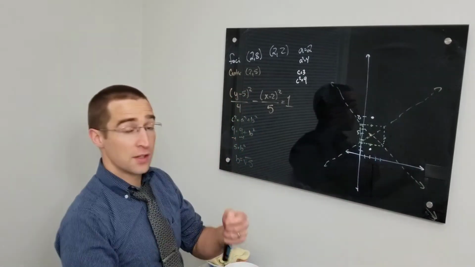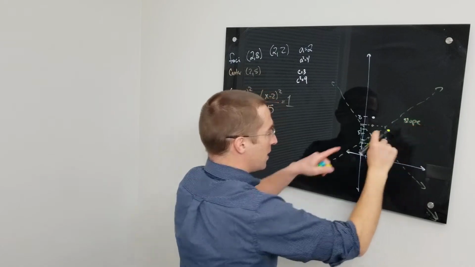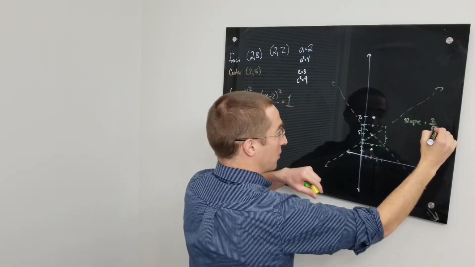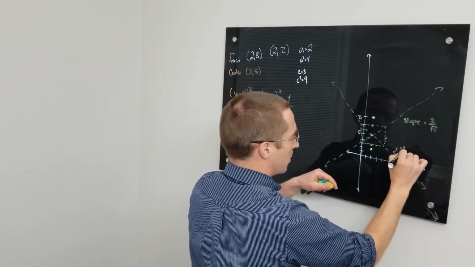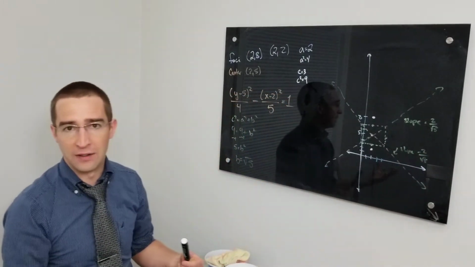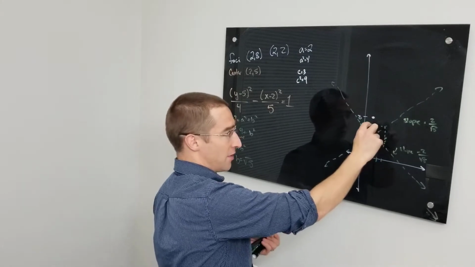Here, the slope on this asymptote is going to be a rise of 2 and a run of square root of 5, right? Or you could say 2 root 5 over 5. And this slope is negative 2 over root 5, or negative 2 root 5 over 5 if you want to rationalize it. Right? Because the run is root 5 and the rise is 2.